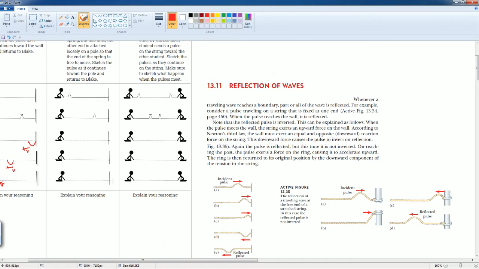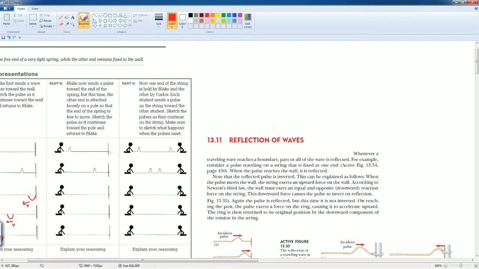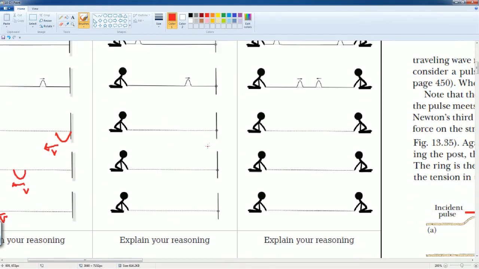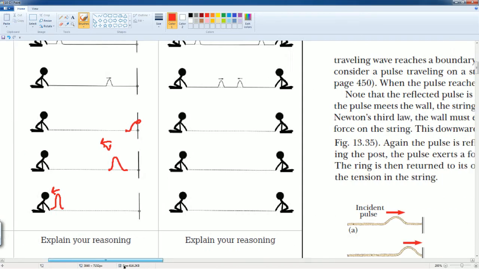Next, here, this end, but this time it's not attached to the wall and it allows it to freely move. It's going to come, hit it, and this should move up a little bit here. Then it's going to come back down and the wave is going to still remain upright. And the velocity is this way. This time it's going to remain upright. Why? Let's look at the explanation.